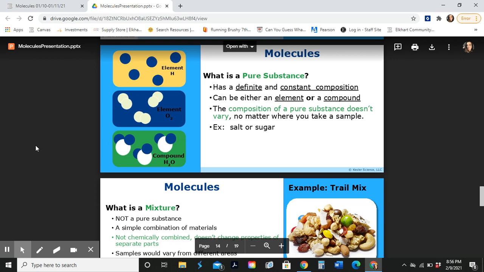What is a pure substance? A pure substance has a definite and constant composition. It can be either an element or a compound. The composition of a pure substance doesn't vary no matter where you take a sample. For example, sugar and salt.